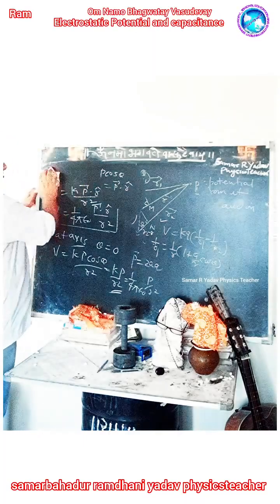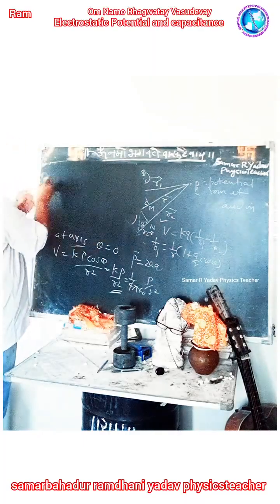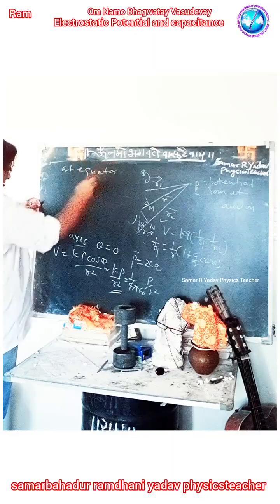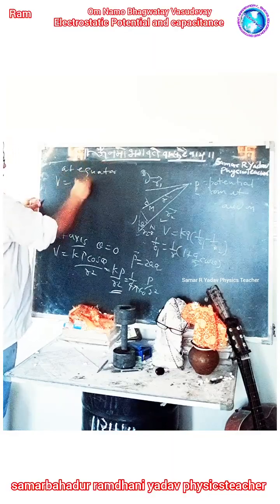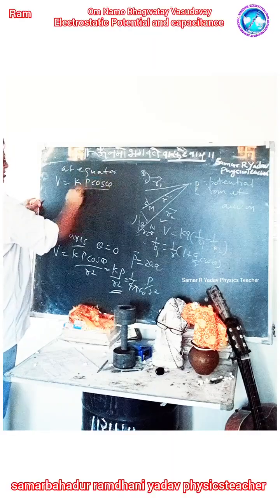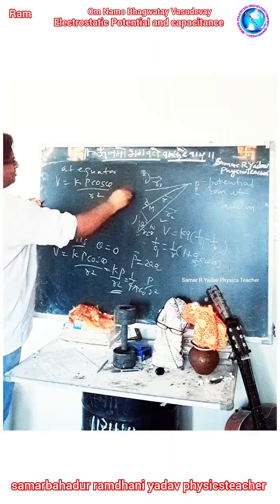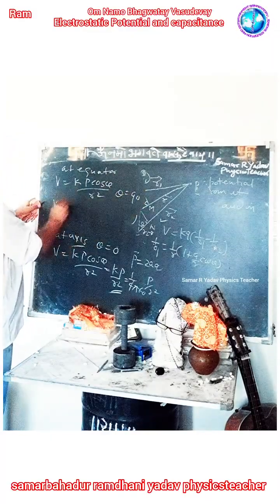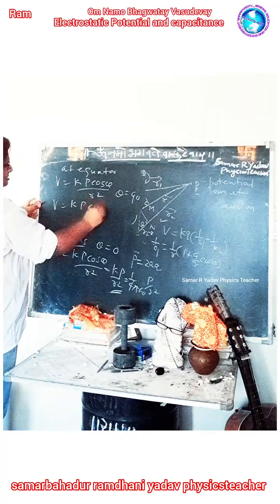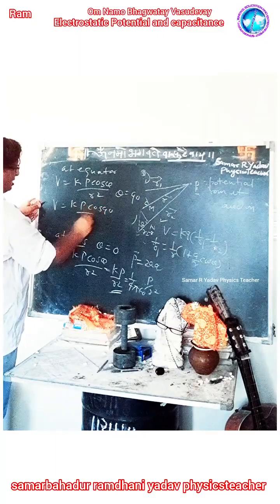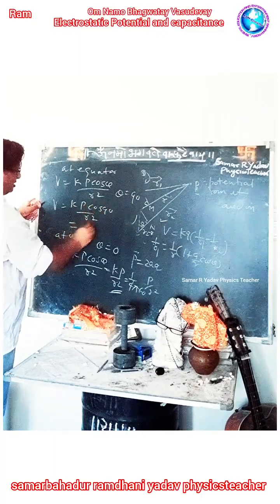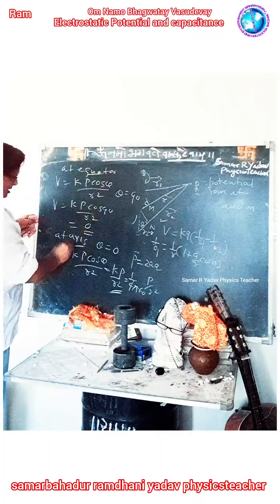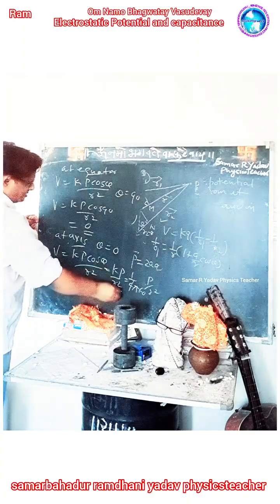Now at the equator, V is equal to K P cos theta upon R square. Theta is equal to 90 degrees. So keeping this value, V is equal to K P cos 90 upon R square, which is equal to 0. So the potential at the equator is 0, and the potential at the axis is K P upon R square.